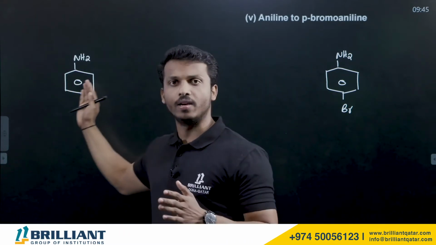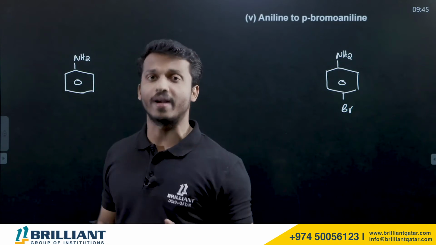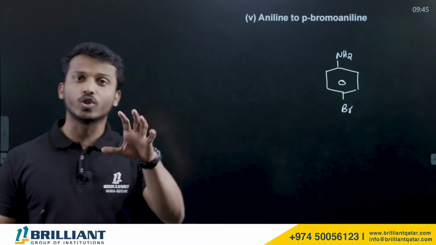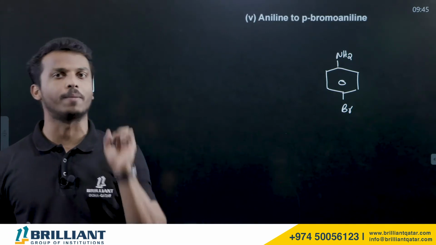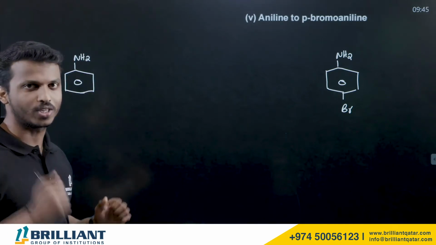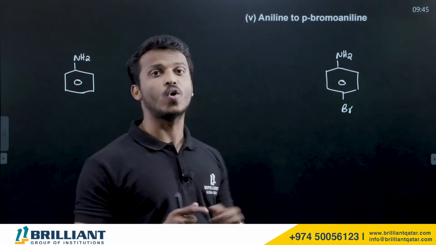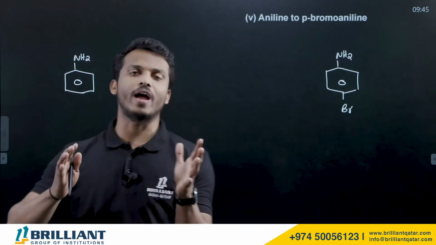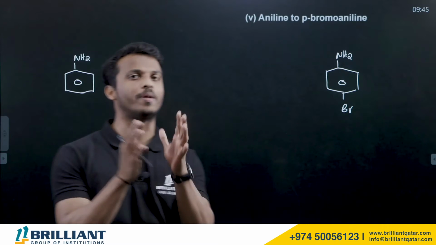Normally, you know, aniline is a very strong ortho-para directing group. Normally, while doing bromination, all the ortho and para positions are occupied by bromine. You will get 2,4,6 tribromoaniline. Hope you studied. So, aniline is a very strong ortho-para directing group, and in normal bromination all the ortho and para positions are occupied by bromine immediately.